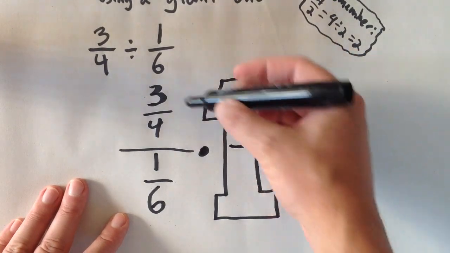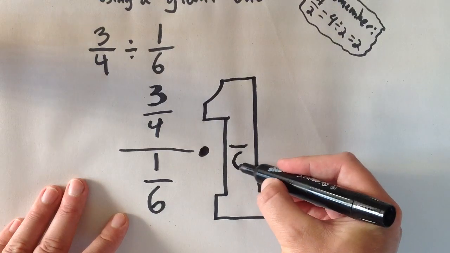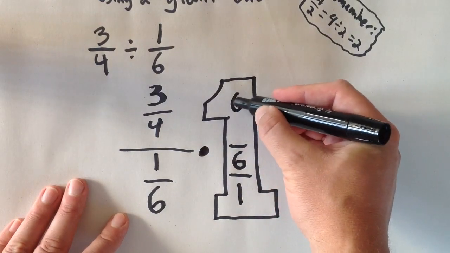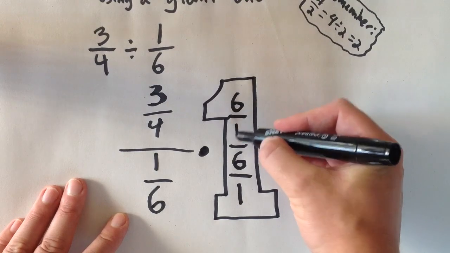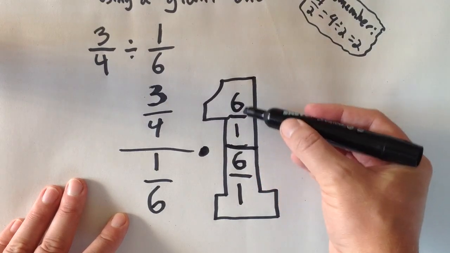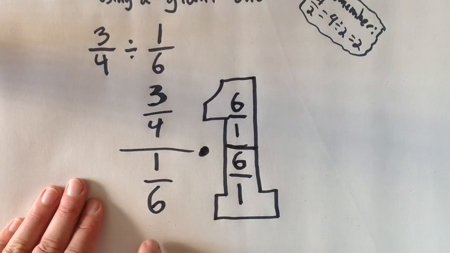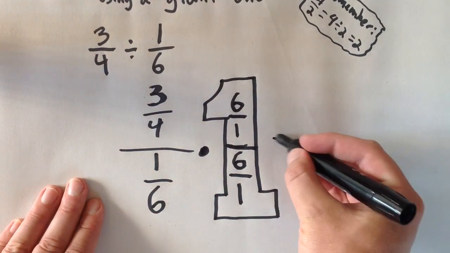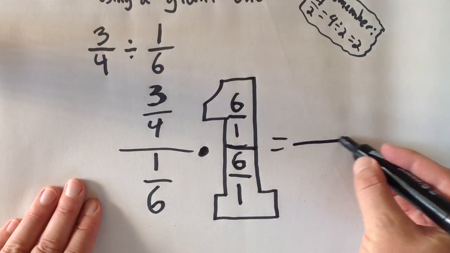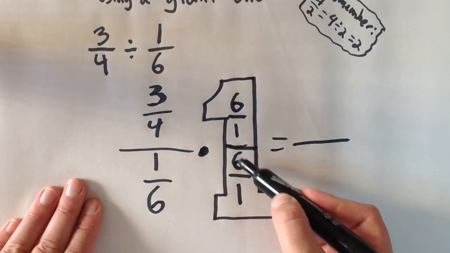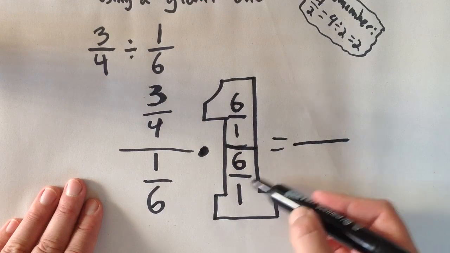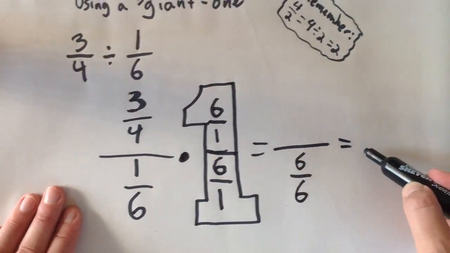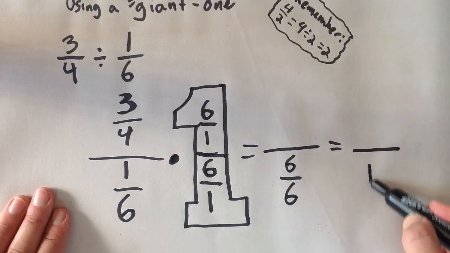Now because I multiply this by a giant 1, I'm going to choose something to put in my giant 1. It will be equal to 1 as long as I have the same thing in the numerator and the denominator. What I chose was 6 over 1. I chose 6 over 1 because it is the reciprocal of 1 over 6. I chose the reciprocal of 1 over 6 because when I multiply 1/6 by 6 over 1, I get 6 over 6, which is, in fact, 1.